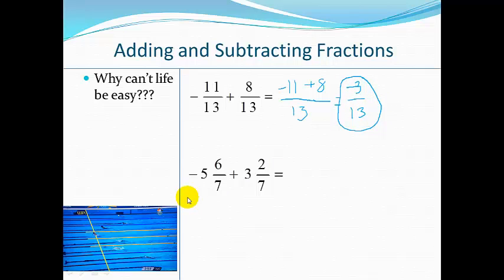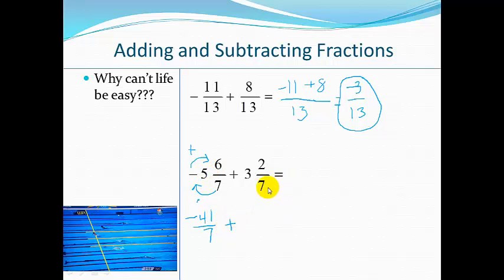Next example, this is going to be a more complicated one. Negative 5 and 6/7 plus 3 and 2/7. So the first thing I'm going to do is start out by making them into improper fractions. So I'm going to multiply and add. 7 times 5 is 35, plus 6 is 41. I'm just keeping the negative off to the side. I always move that last. That's kind of my habit. I take the negative down after I'm done.